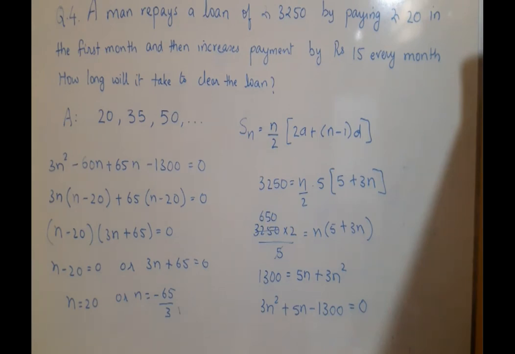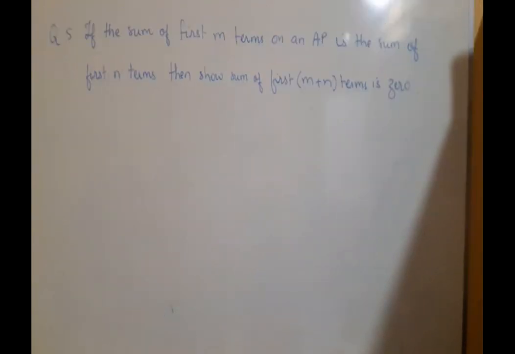So you must have noticed here again that when we have to find the n, we are getting a quadratic equation. So you should know how to solve a quadratic equation. Now we have taken a prove that type of sum. The sum is: if the sum of first m terms of an AP is the sum of the first n terms, then show the sum of first m plus n terms is 0.